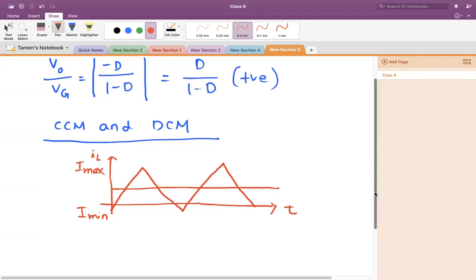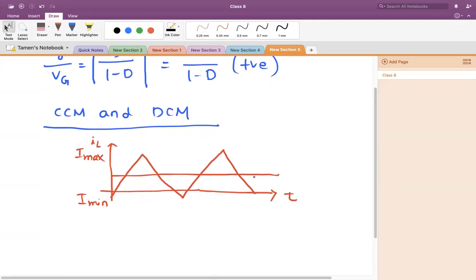This is the graph for the inductor current. We mainly study CCM and DCM in case of the inductor current. So this is the I max, that is the maximum value, and this is the minimum value. Now what will I max be? The minimum value is in minus. Yes, the minimum value might be in minus.